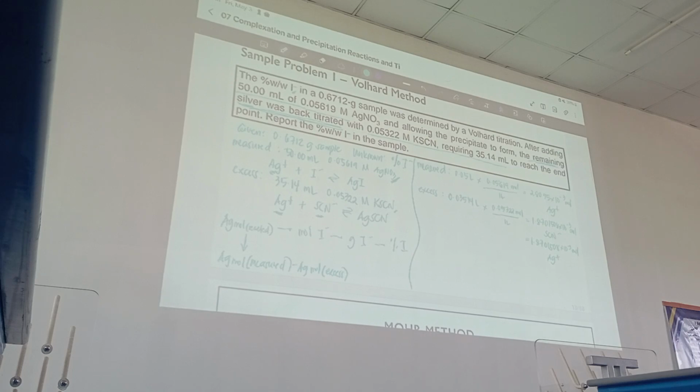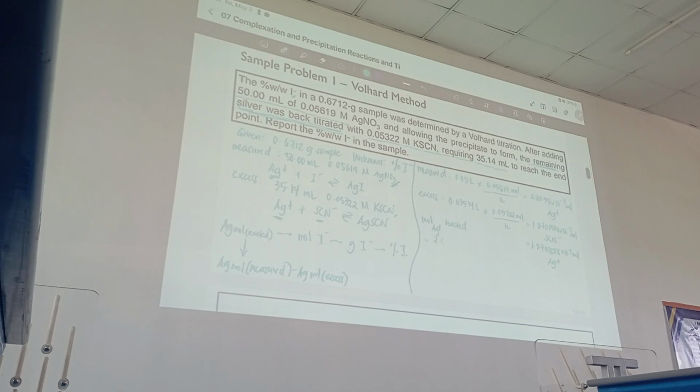Okay, next. Ito na ang moles of Ag plus reactant. I-minus lang. Should be 2.8095 times 10 to the power of negative 3 minus 1.8731508 times 10 to the power of negative 3. This is 9.393492 times 10 to the power of negative 4 moles of Ag plus. So, natatali sa Ag kung mag-react.